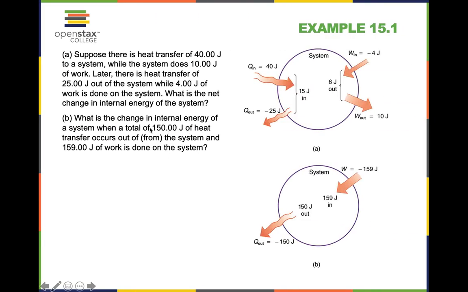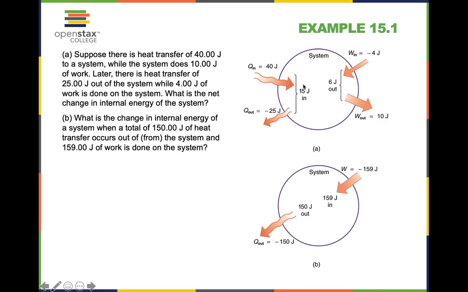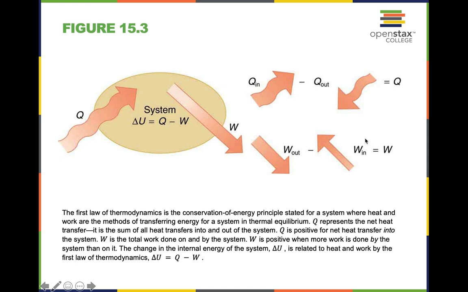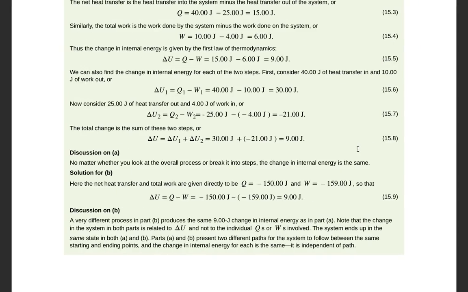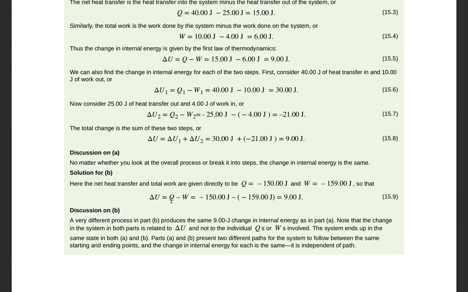So here, 150 occurs out of the system. So if we look back over here, if it's out, there's your negative right there. And 159 of the work is done on the system. If you go back over here, this gives you a negative here, the work done in the system. And you can see the illustrations down here as well. So we use the same equation, just got to be careful with the negatives, and we end up getting 9 joules here.